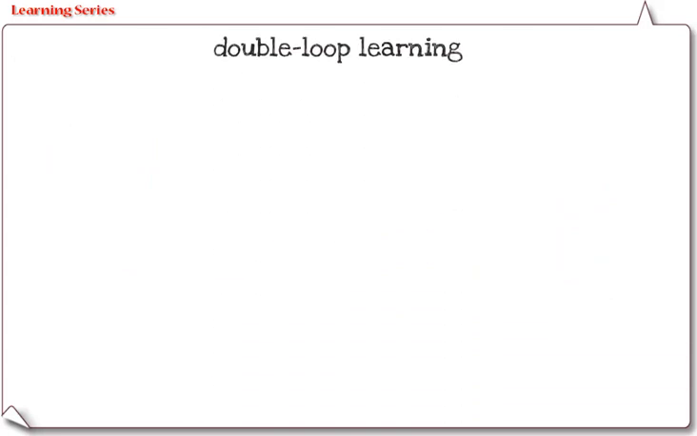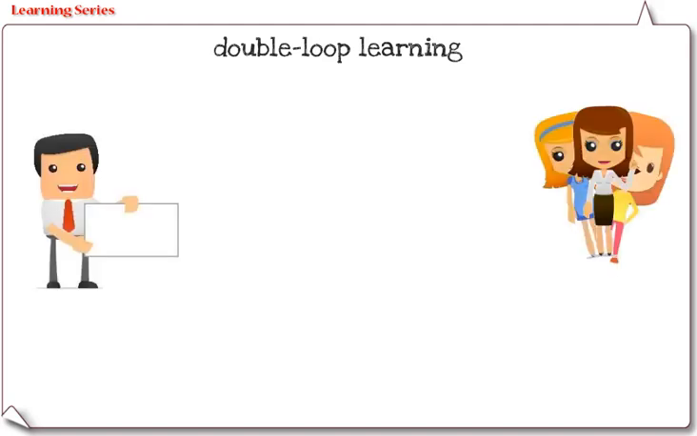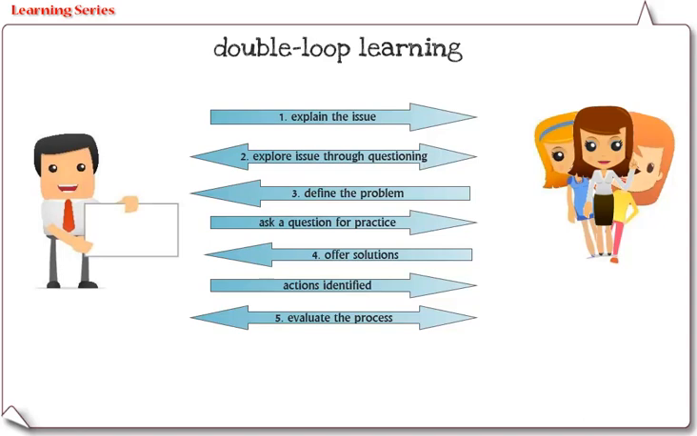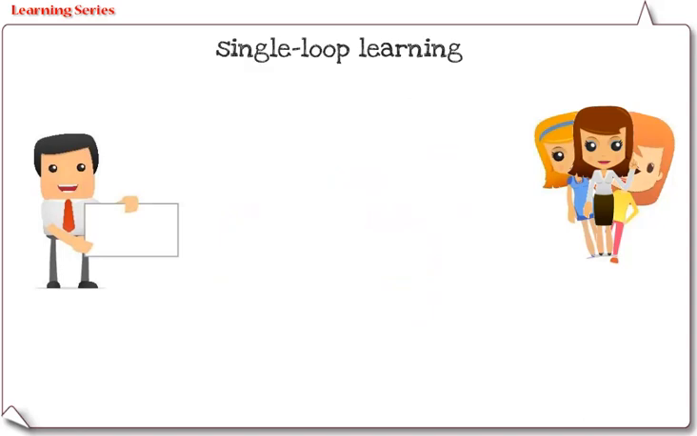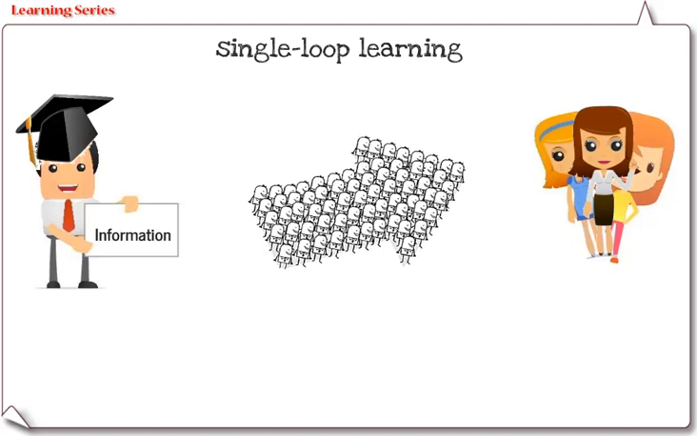This process is described as double-loop learning, since the learning process occurs through the exploration and exchange of ideas between practitioners, as opposed to single-loop learning of more traditional classroom-based training where an expert imparts information to the learner.